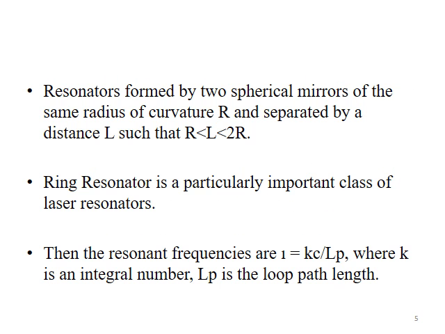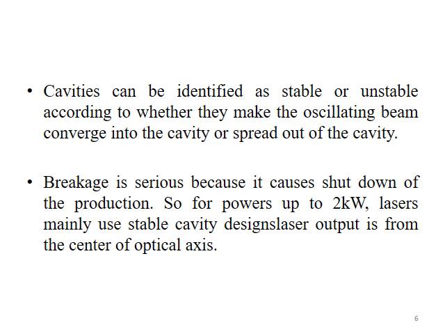The resonator is formed by two spherical mirrors of the same radius of curvature R separated by distance L. The ring resonator is a particularly important class of laser resonator. The resonance frequencies are ν equal to Kc by Lb, where K is the integer and Lb is the loop path length. The cavities can be identified as stable or unstable according to whether they make the oscillating beam converge into the cavity or spread out of the cavity.